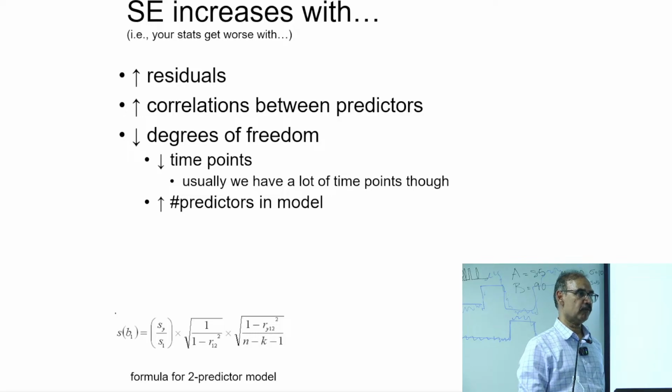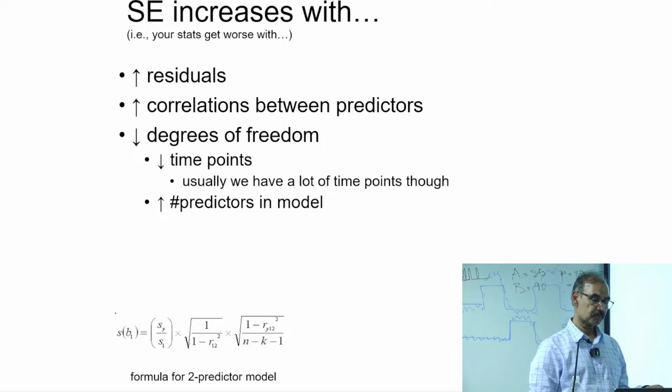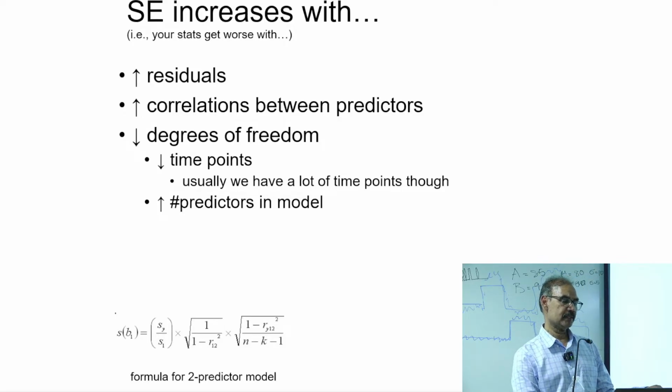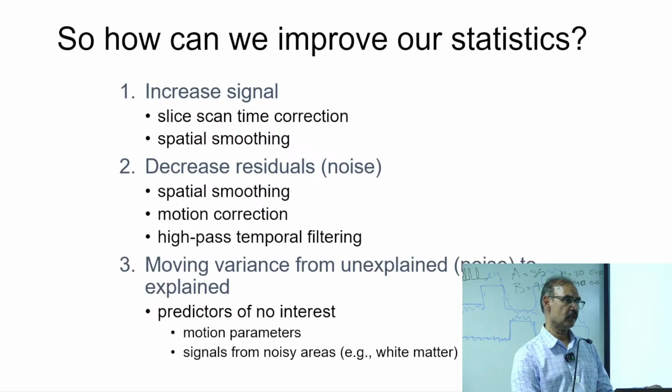And of course, you cannot change the 3 Tesla and put a 7 Tesla. But what you can do is try to improve based on the imaging parameter, right? One way is slice scan time correction. We had discussed before how the data is collected, like 1, 3, 5, 7, 9, and then 2, 4, 6, right?